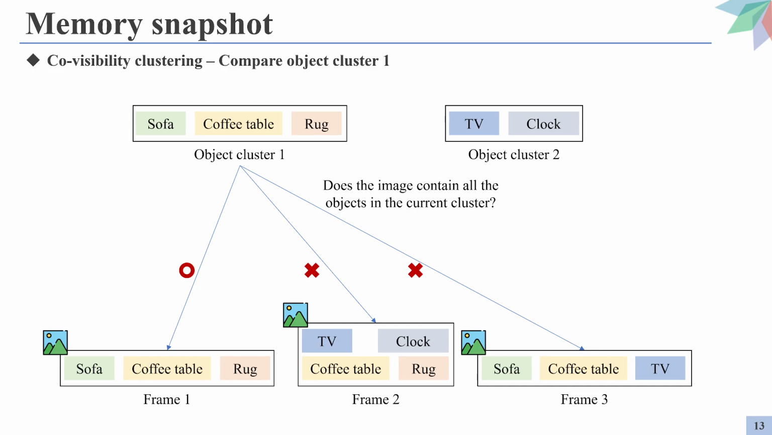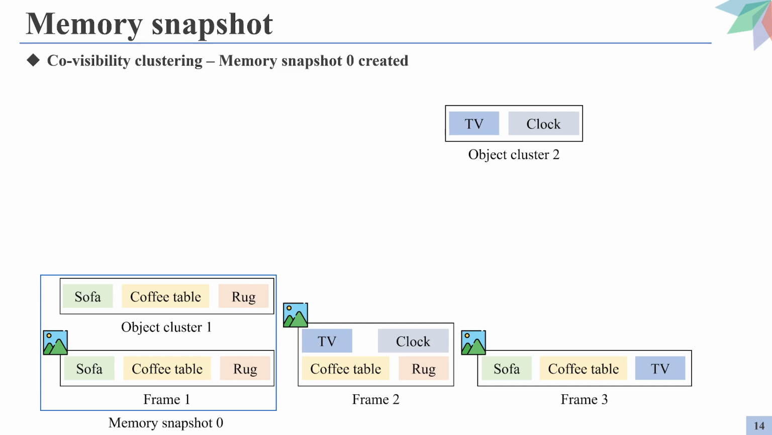We then compare the first cluster against the frames. This time, frame 0 is found to contain all objects in the first cluster. We pair object cluster 1 with frame 0 to form a memory snapshot 0.